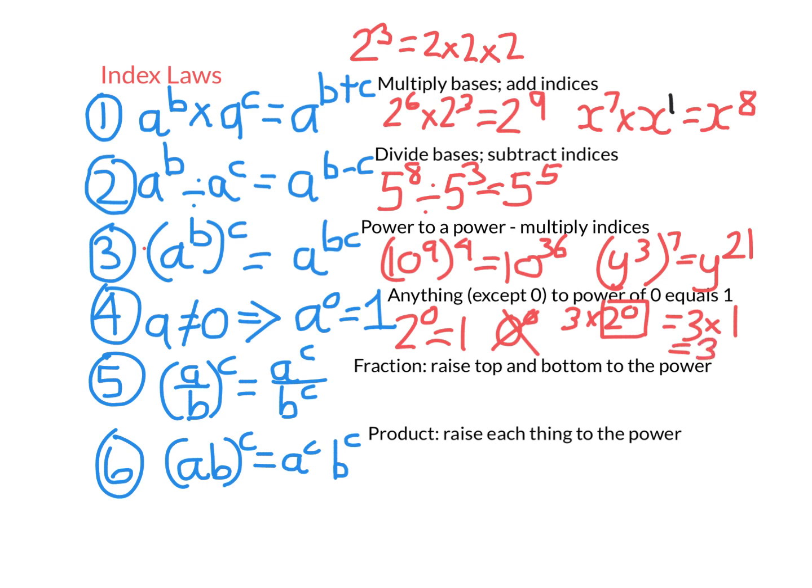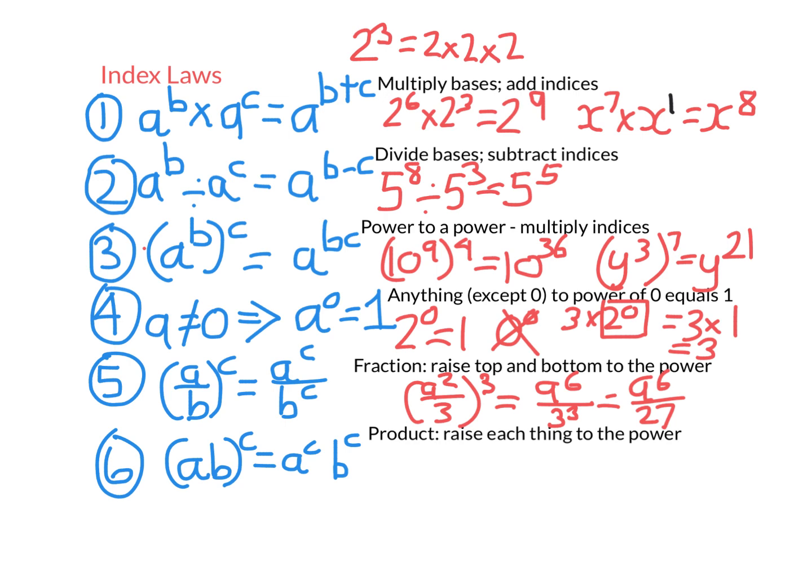Index law 5 says when you raise a fraction to a power, just raise the top to the power and the bottom to the power. So if you have something like a squared over 3 and you raise it to the power of 3, raise the top to the power, so keep the same base and multiply the powers. On the bottom goes 3 to the power of 3. Now 3 to the power of 3, 3 times 3 times 3, it's not 9, it is 27.